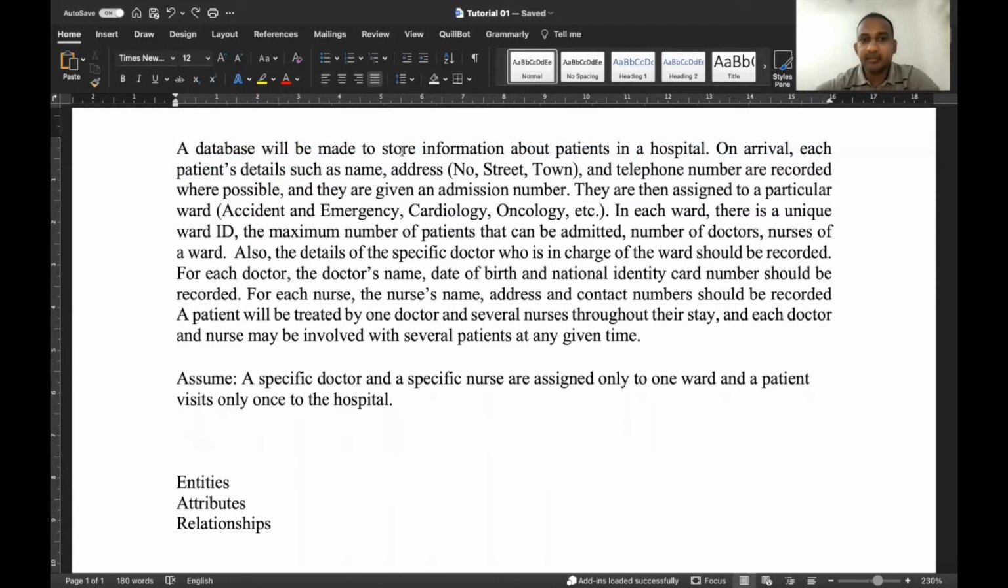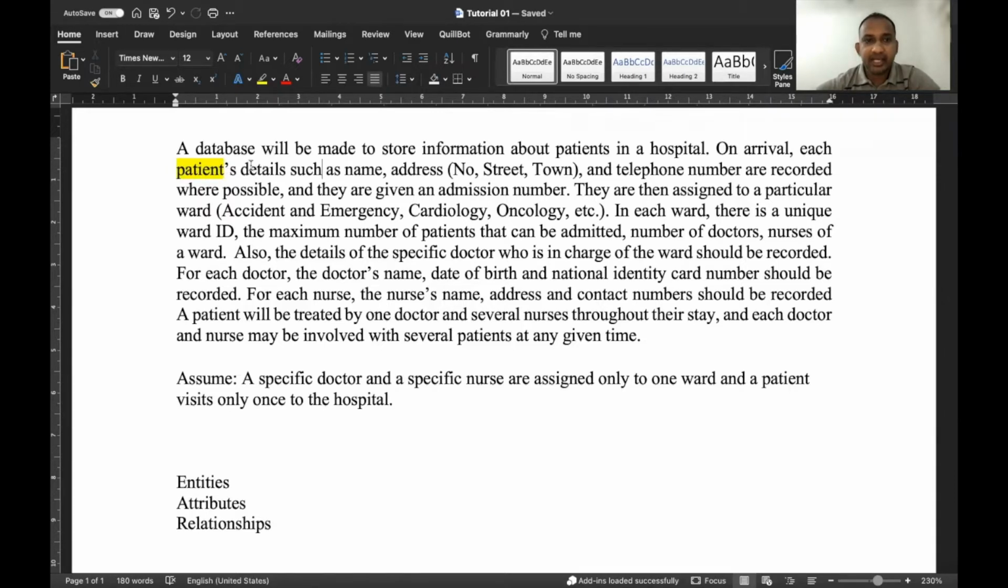A database will be made to store information about patients in a hospital. On arrival, each patient's details such as name, address, telephone number are recorded. That means you can identify we have to save the information about the patient. So you can identify the patient is an object in this database management system. Therefore, we can call this patient an entity in this scenario. So I highlight this one. So this is one entity in this scenario, patient.